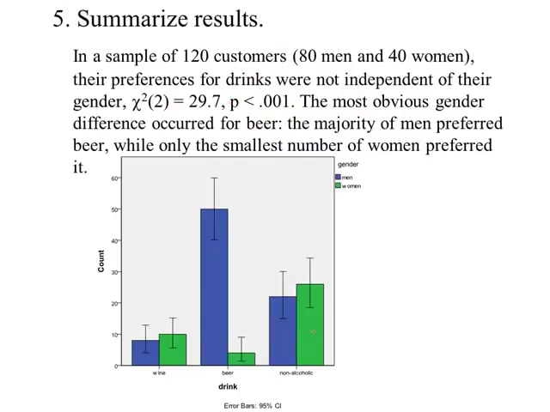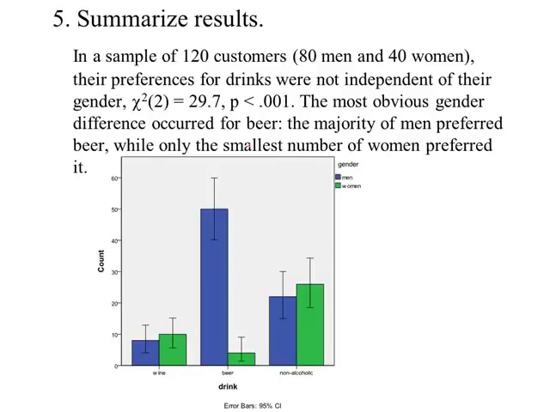And we can graph this just using our chart builder and selecting by putting gender as the option to split our variable by. And to summarize, we'd say our sample of 120 restaurant customers, 80 of which were men, 40 of which were women. Their preferences for drinks were not independent of their gender, which implies that their choice of drink was associated with which gender they were. Our chi-square of 2 degrees of freedom is 29.7, p less than 0.001.